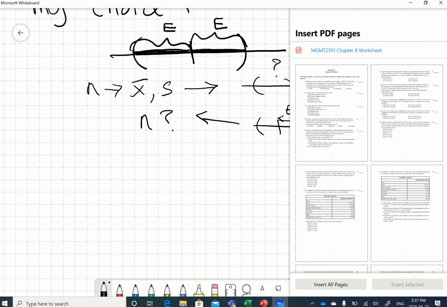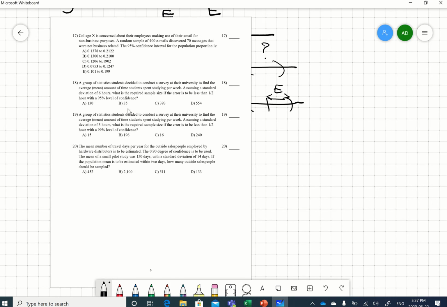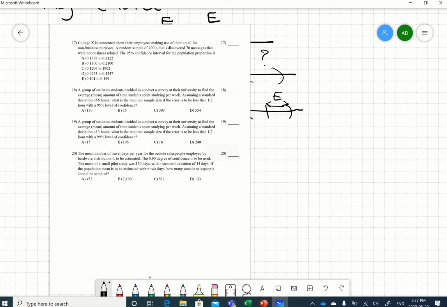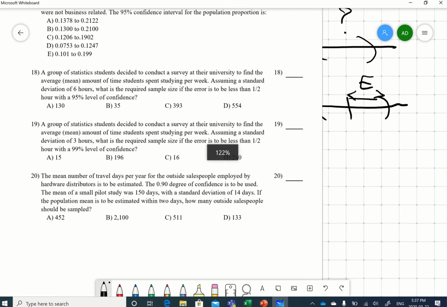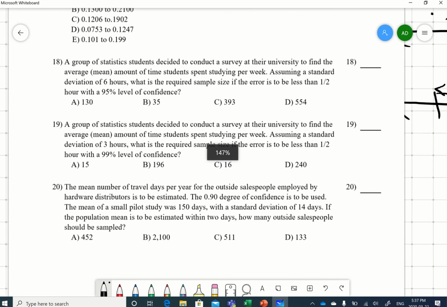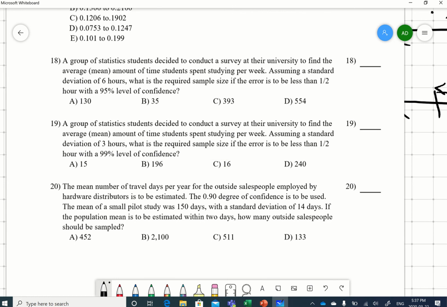I'm just going to do one question. It has to be the last page. Okay. Yeah. So, question number 18.